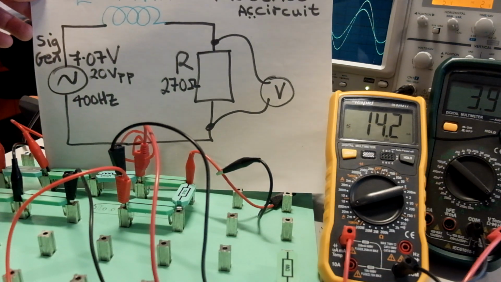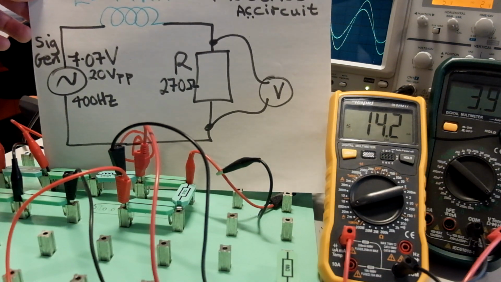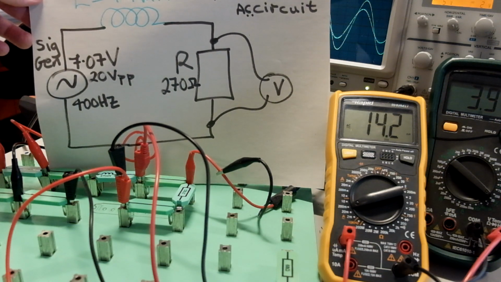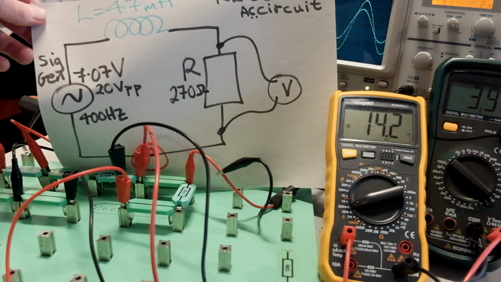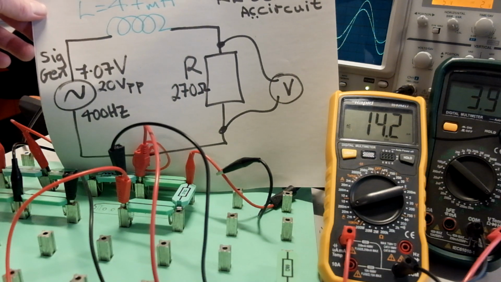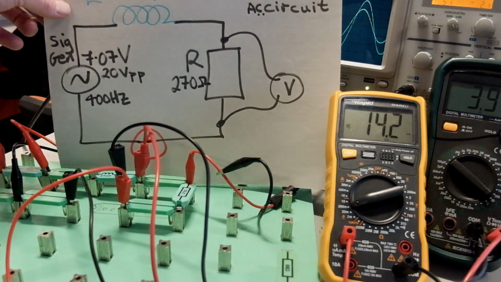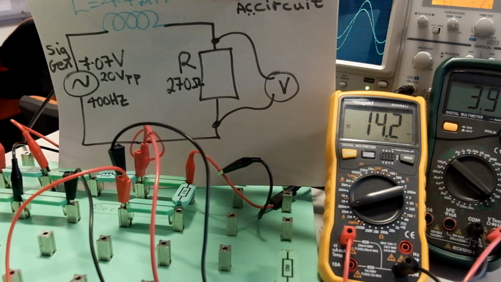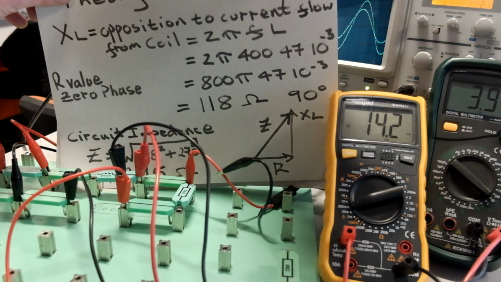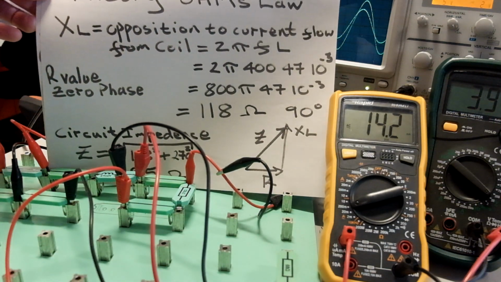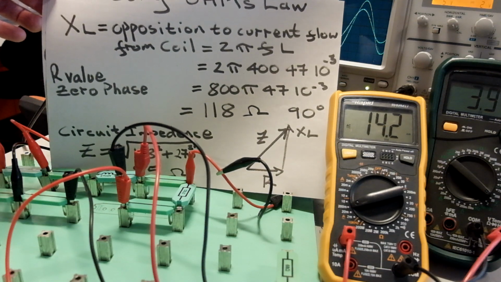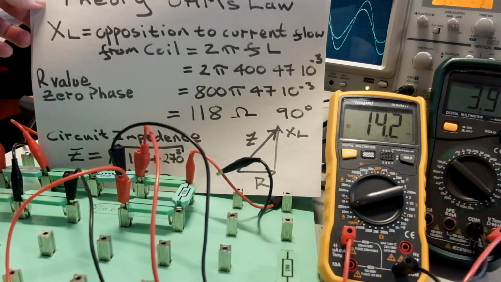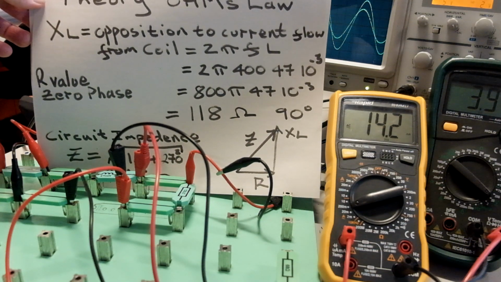So what we've got here is a circuit. We've got a signal generator, 400 hertz, 20 volts peak to peak, which can be seen on the oscilloscope, 7.07 volts RMS, a 47 millihenry coil inductor and a 270 ohm resistor, so it's a simple series circuit. From circuit theory, the first thing we need to do is work out the opposition to current flow from the inductor, XL. XL is 2 pi FL; we're using a frequency of 400 hertz, that's aircraft frequency, and it works out to be 118 ohms.